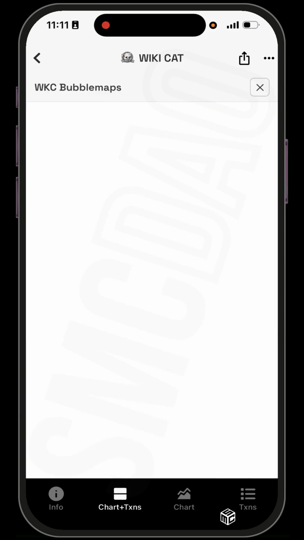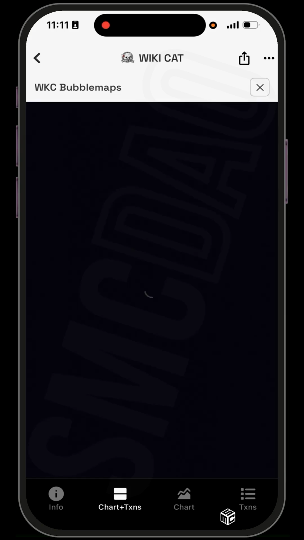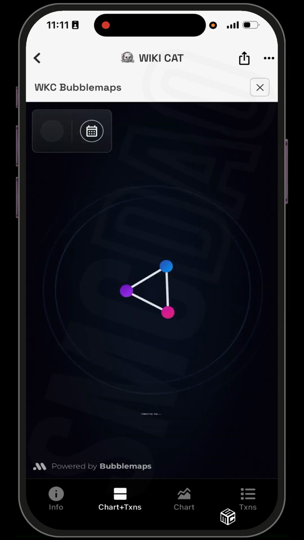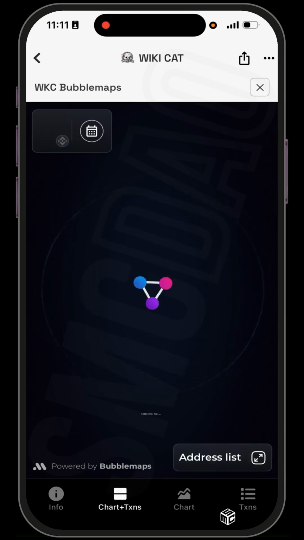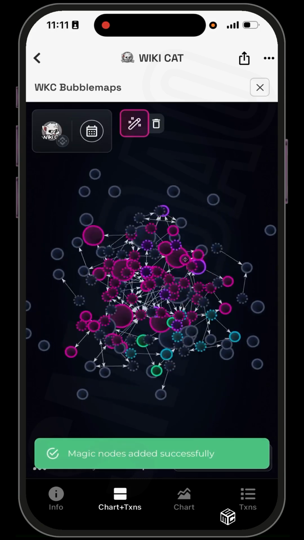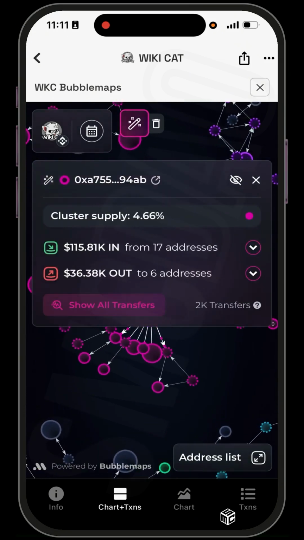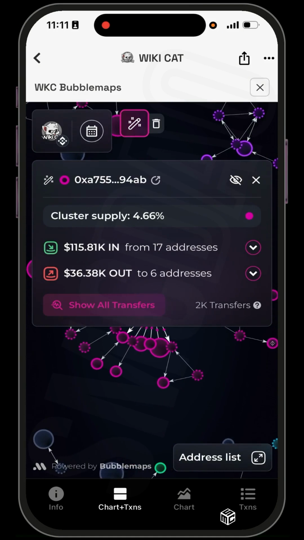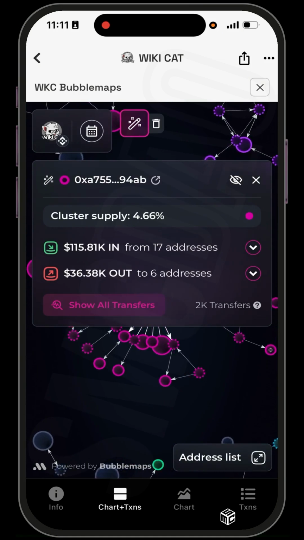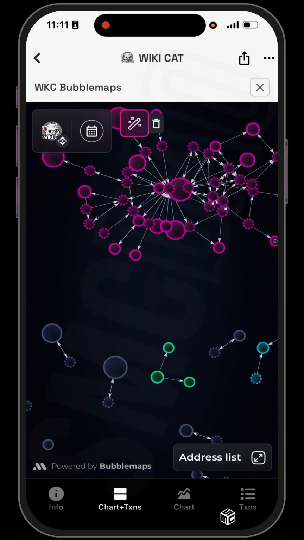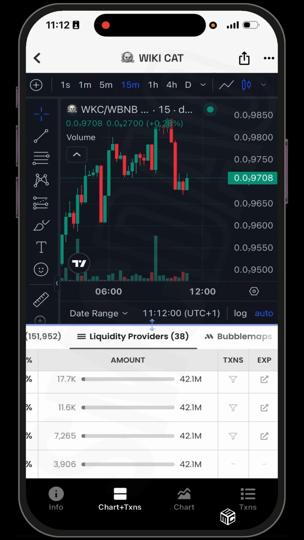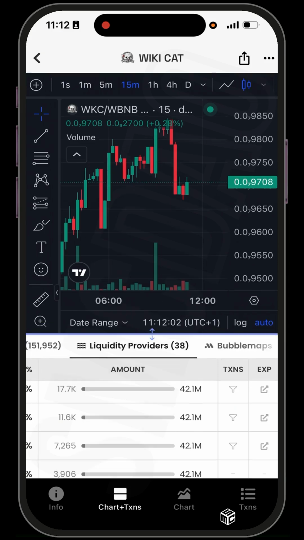Bubble Maps has been integrated into Dex Screener, where it's easier to track transactions using bubble maps. And I love Bubble Maps. You can trace a lot of transactions, right? So click on this, and you can see a cluster supplying 115k from 17 addresses in, and 36k out to 6 addresses. So it helps in viewing a lot of token transactions. But let's leave the bubble maps and focus on other things.